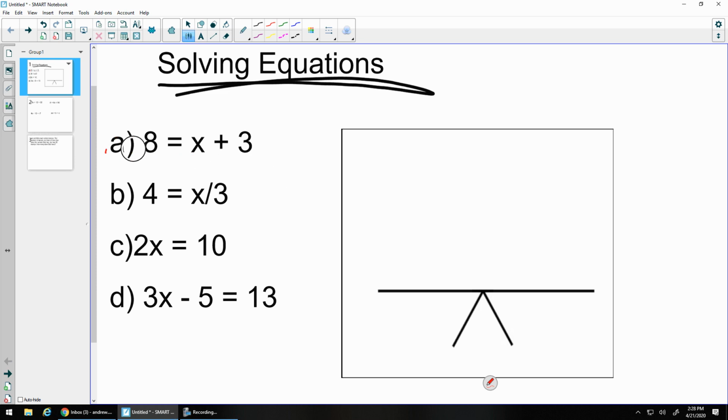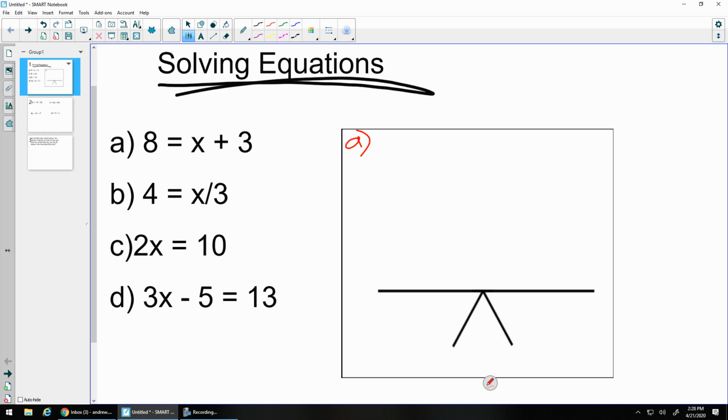One way that we've been able to solve, and when we say we solve these equations, we're trying to figure out what x is, or it could be any other variable. So this is a variable. We're trying to figure out what that variable is equal to. So let's do A here using our teeter-totter analogy.